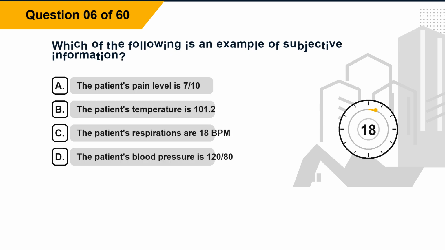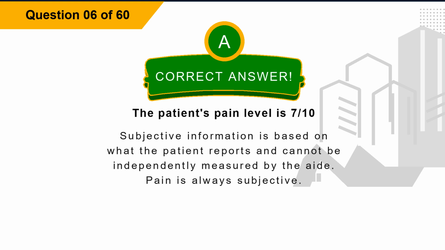Question 6. Which of the following is an example of subjective information? Option A. The patient's pain level is 7/10. Option B. The patient's temperature is 101.2. Option C. The patient's respirations are 18 breaths per minute. Option D. The patient's blood pressure is 120/80. The correct answer is option A. The patient's pain level is 7/10. Explanation. Subjective information is based on what the patient reports and cannot be independently measured by the aide. Pain is always subjective.